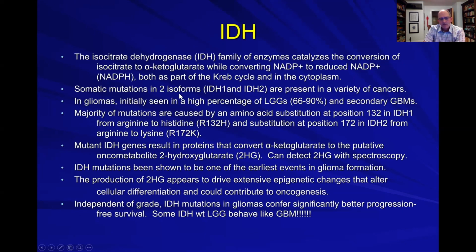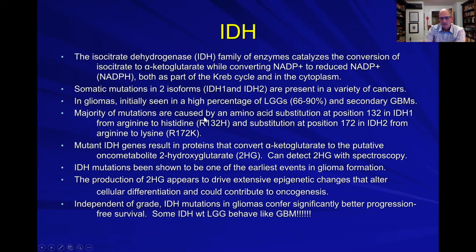You can have somatic mutations of 2 isoforms, so those are called IDH1 and 2, and those occur in a variety of cancers. So this is not novel in oncology, but is a relatively recent addition to glioma genetics. So in gliomas, initially seen in a higher percentage of the lower grade tumors, so up to 90%, as well as secondary GBM. So remember, most GBMs are primary de novo GBMs, but a few, 10 to 15%, are secondary. So they arise or they transform from lower grade gliomas. So those tend to have IDH mutations the most.